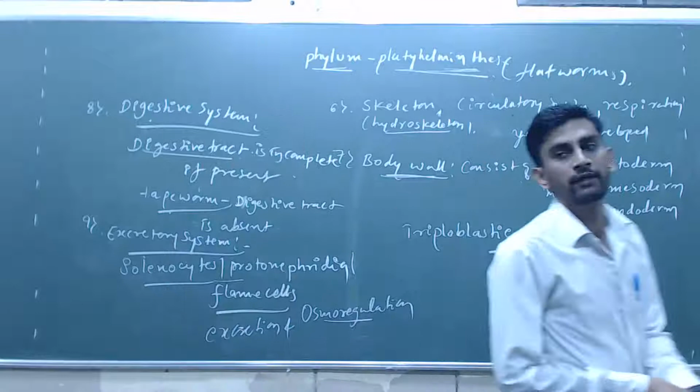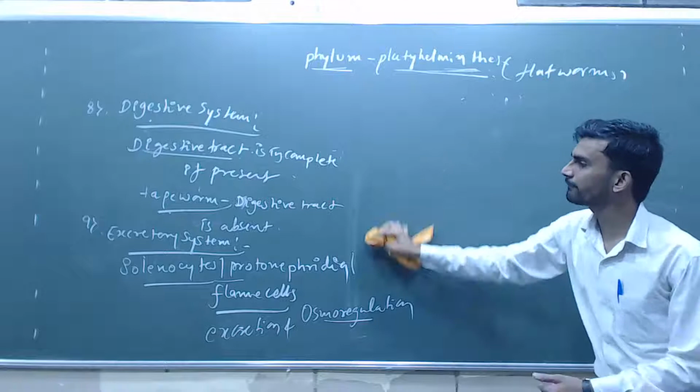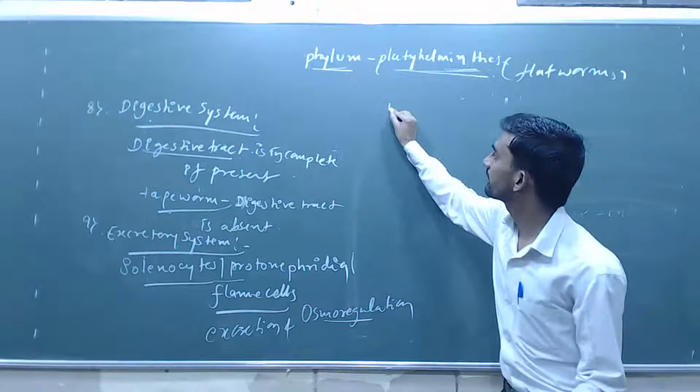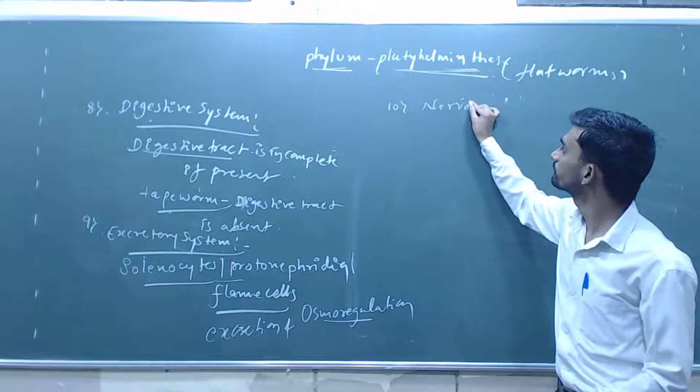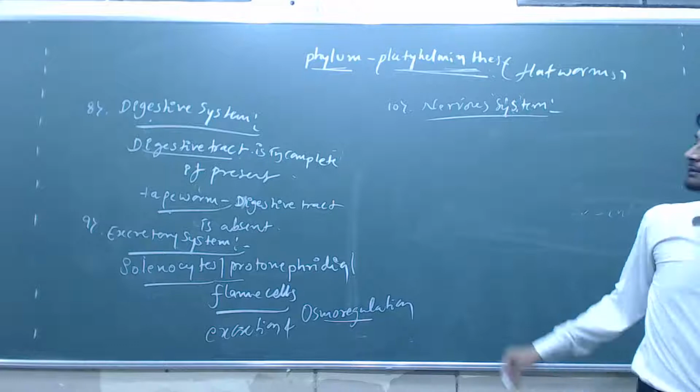So this is another important character from the excretion part. Next, moving to another very important character from physiology. Digestive system over, then excretory system over, then followed by another very important one, the nervous system. Already we have discussed that the respiratory, circulatory and skeletal systems are usually not developed or absent, then followed by the neural system. So how is the neural system?